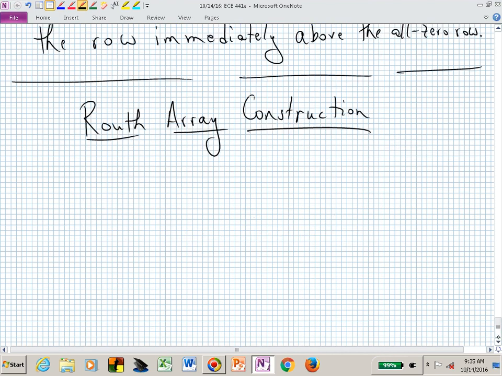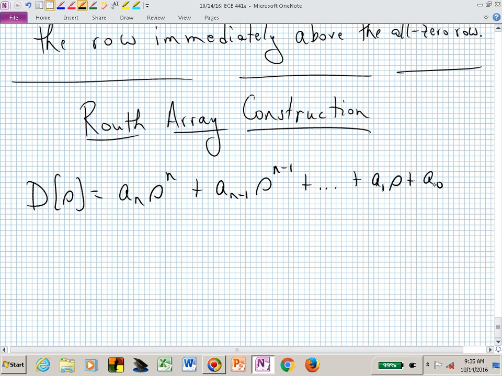Now, here is our Routh array construction. We start with, and now I'm calling it D of S. It's delta of S, Q of S, or D of S, but you know what it is by context. This is A sub n, S to the n, plus A sub n minus 1, S to the n minus 1, etc., plus A1S plus A sub 0.